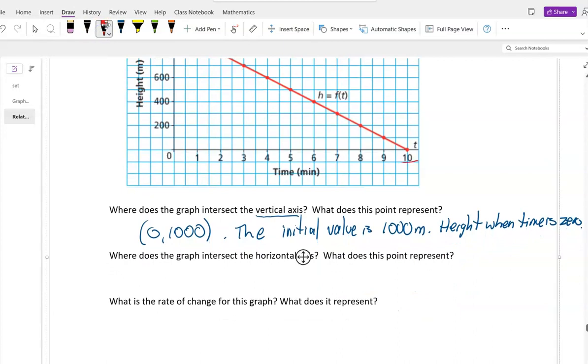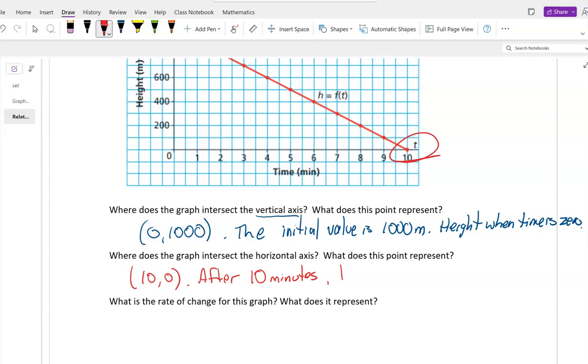Where does the graph intersect the horizontal axis? At the point 10, 0. Okay, what does that mean? This means after 10 minutes that we're timing, after 10 minutes, the plane has a height of 0 meters. Now you could say the plane is landed. That would make sense to me.